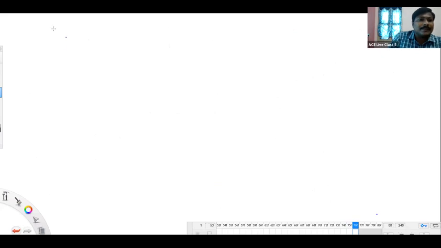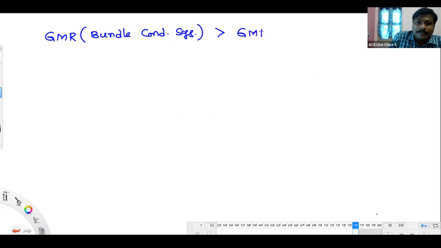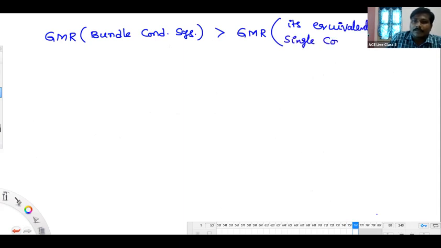So comparative statement here: GMR of bundle conductor system will be greater compared to GMR of its equivalent single conductor system.